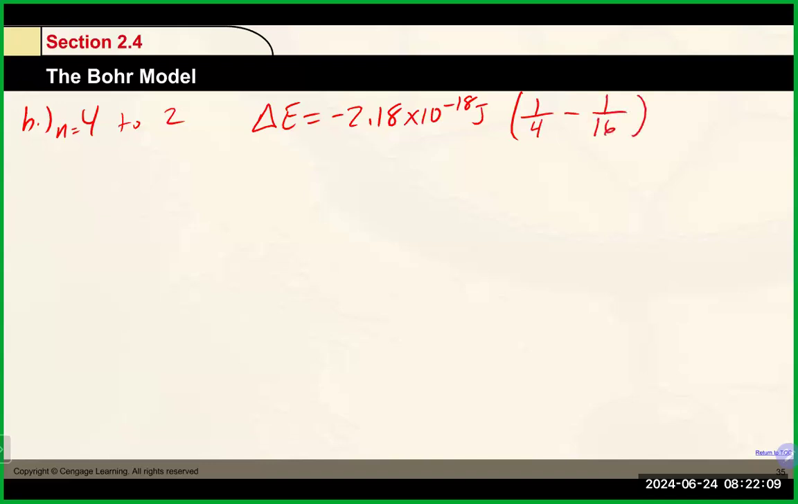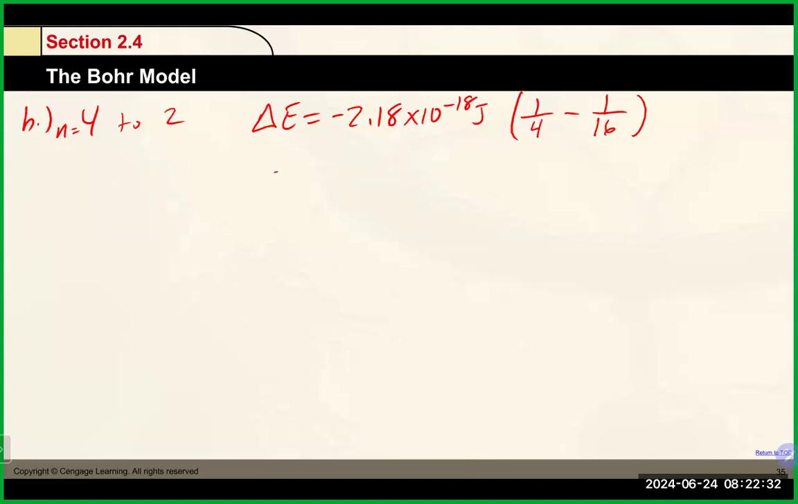That's 16. So remember, you are squaring it. You're not multiplying by 2. So make sure, again, 4 squared will get you 16. And in this case, we're going to punch our numbers in. So 1 divided by 4, minus 1 divided by 16. We're going to times it by 2.18 times 10 to the minus 18.